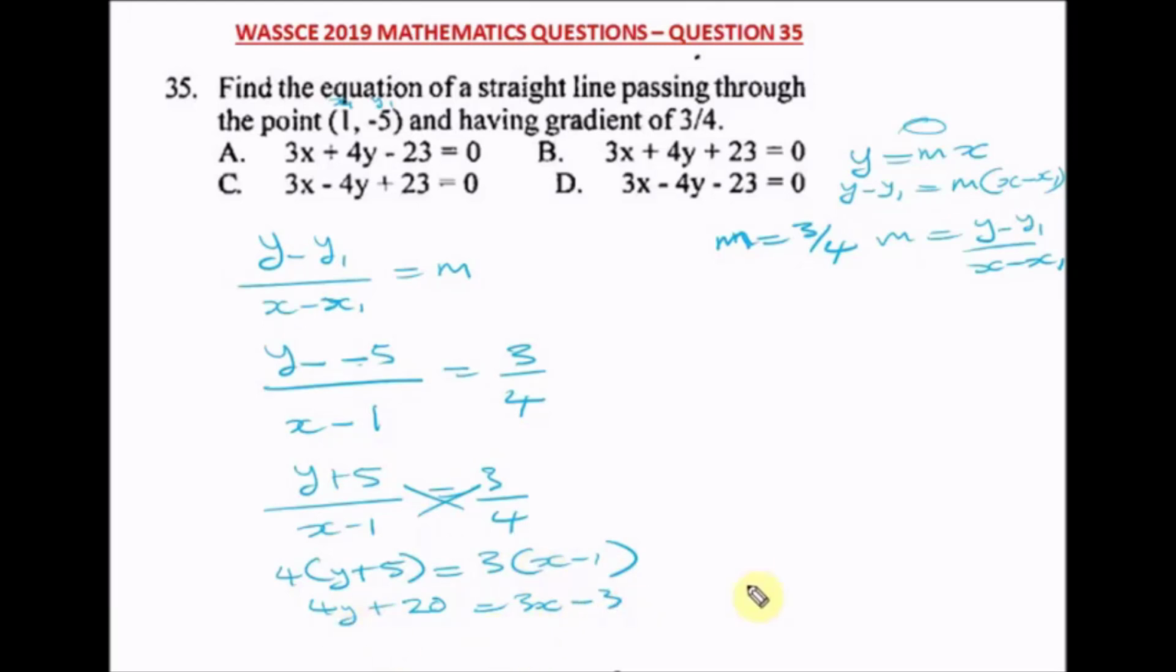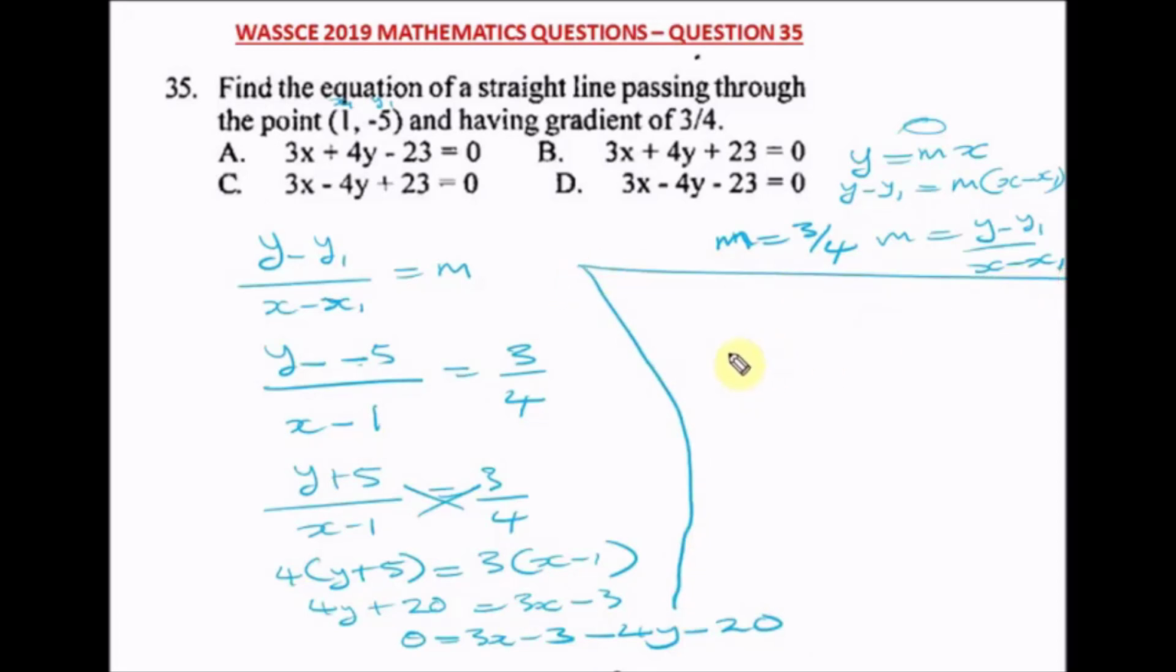Okay, from here let's take everything to this side. So x can stay in the positive region, since x has to be in front. So we have here 0 equal to 3x minus 3. Taking this 4y here, we have a minus 4y. Taking this positive 20 to this side, we have a minus 20. So this is equal to 0, so we can simply turn the 0 to the other side. So 3x minus 3 minus 4y minus 20 is still equal to 0.